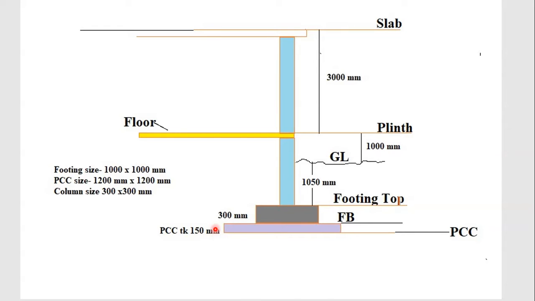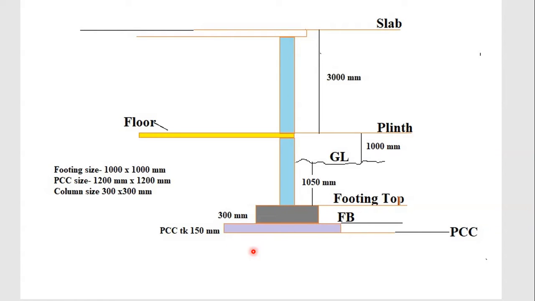The thickness of this slab is 150 mm and its size is 1200 mm by 1200 mm. So remember the footing size is 1000 mm and the PCC size is 1200 mm by 1200 mm. So this is 1000 mm plus 100 plus 100. So offset is there on both the sides of the footing for this PCC slab. So 100 mm and 100 mm offset is there. This is footing, this is column.